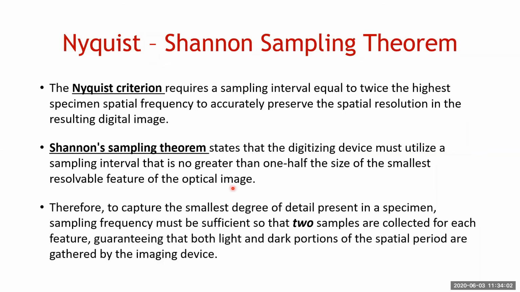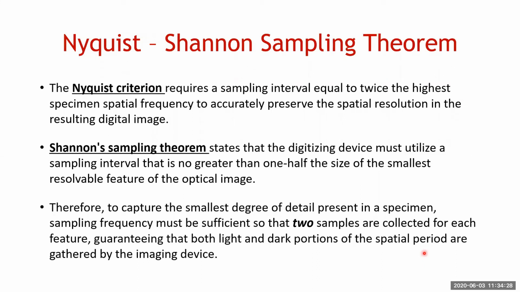Simply put, if you want to make sure to capture the smallest detail in your specimen, you want to make sure that you sample at least 2 samples per specimen size, just to make sure that you have enough light and dark portions to your sampling that you can tell that is a feature that you have.